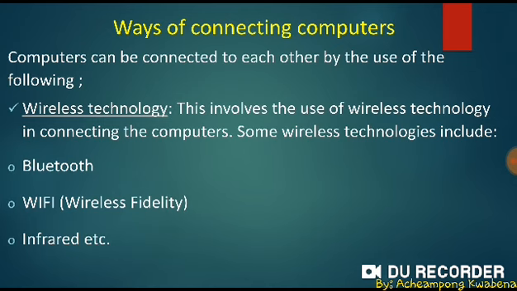So when you are able to connect a computer to another computer, or a computer to another device, using any of these technologies, then we can say that we have a computer network that has been connected by using wireless technology. So we can form a network through wireless technology, that is, the use of Bluetooth, Wi-Fi or hotspots, and infrared.